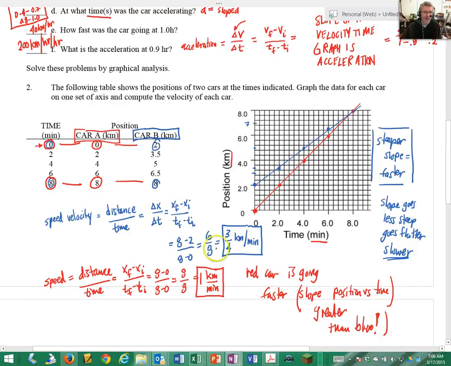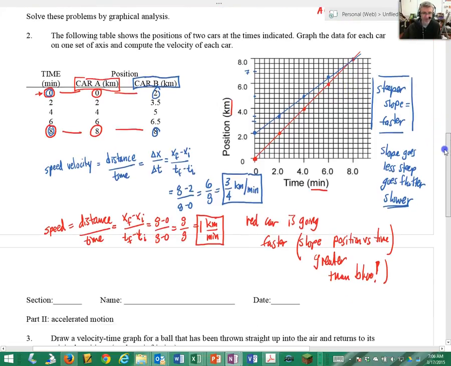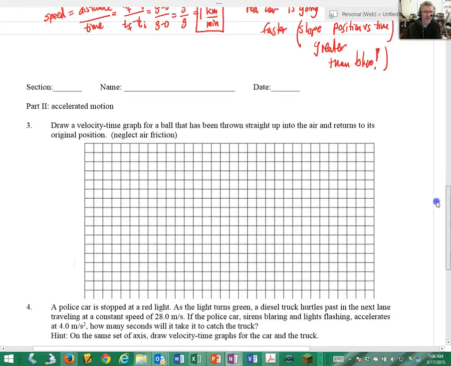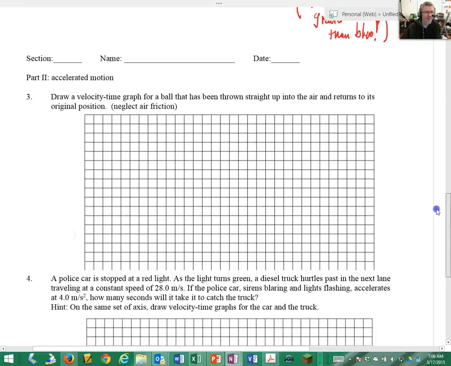So you should have a couple graphs here. You should have a calculation of speeds. And if you didn't get those, you can write those down. You can review those. It's great. All right. Let's go to the next page and then we're done.